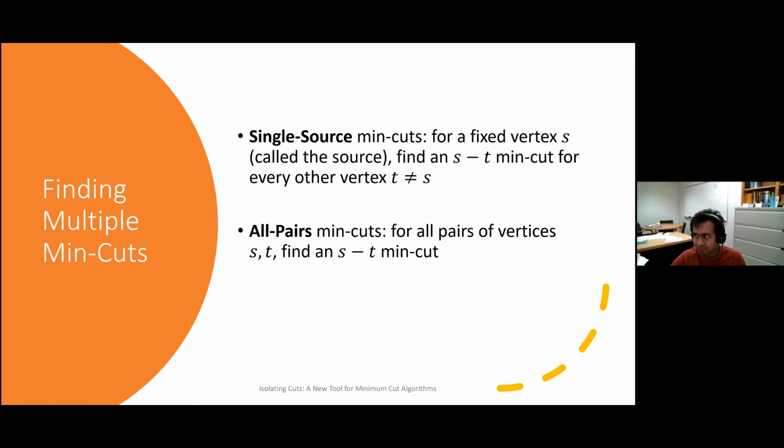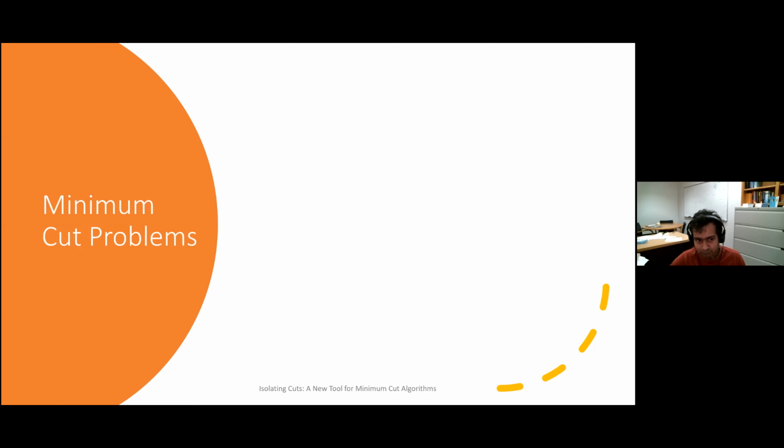Okay, so this gives a very quick landscape of the minimum cut problems that are traditionally interesting in terms of algorithms. And we are going to touch upon all these problems in this talk. So any questions about any of the problems before I go along? Okay, if there are no questions, let me keep going.